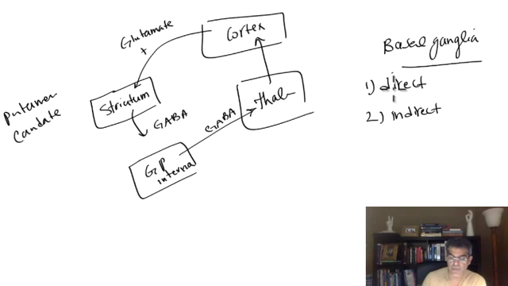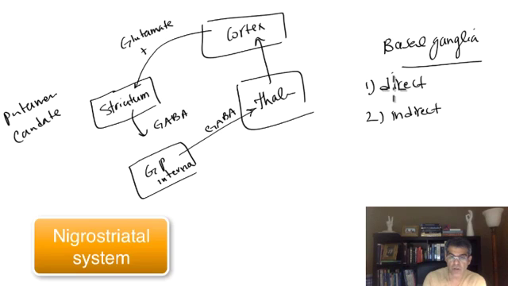But that's not all. What is the role of substantia nigra here? You remember substantia nigra physiologically is part of basal ganglia. We talked about in the past about nigrostriatal system.